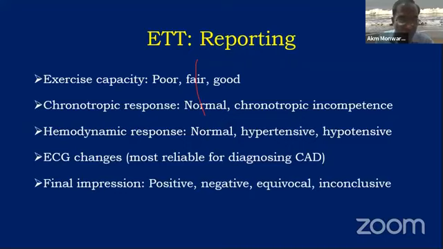And the bread and butter is ECG changes. This is the most reliable for diagnosing coronary artery disease. And finally, you have to put a comment regarding whether the test is positive, negative, equivocal, or inconclusive.